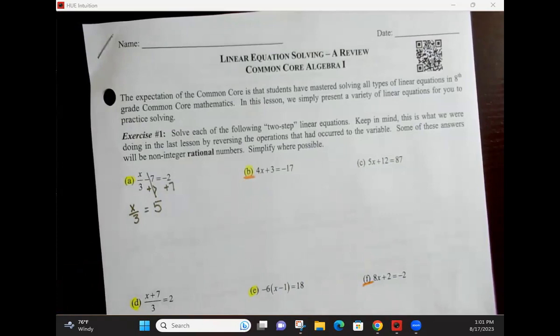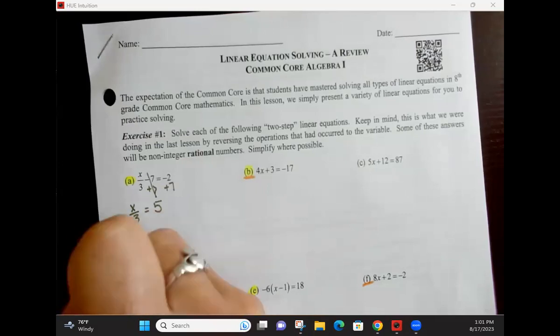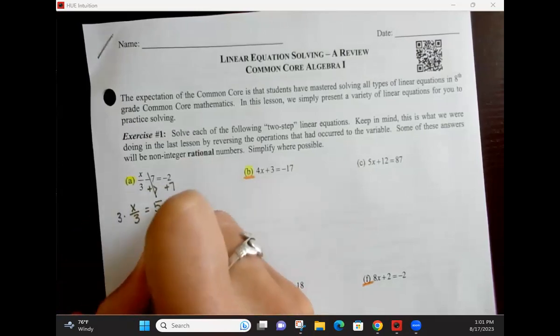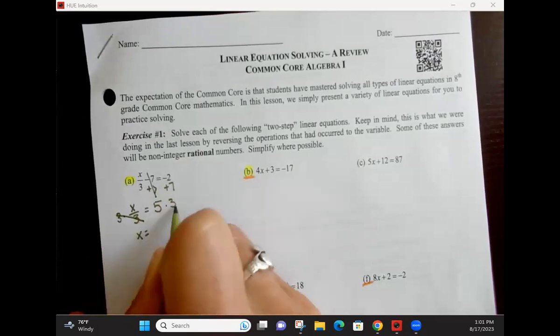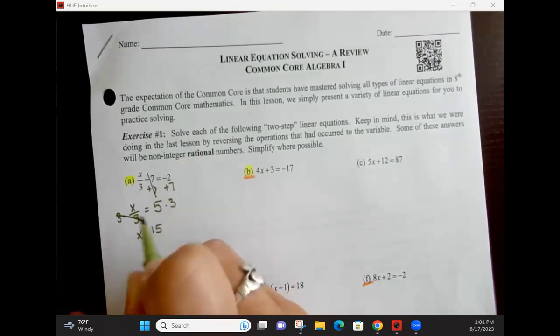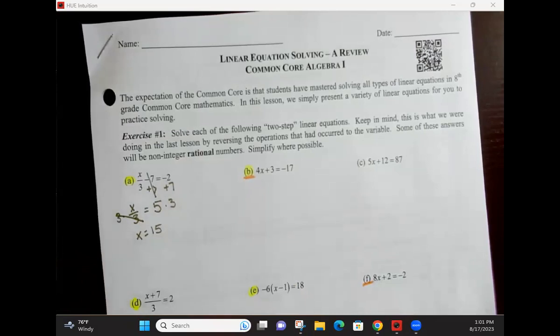Now I'm left with x over 3, x divided by 3. How can I undo division? By multiplying, right? So where I've got x divided by 3, to undo that, I'm going to multiply both sides by 3. So I get x equals 5 times 3 is 15. Again, whatever I do on one side, I have to do to the other. Not too bad? Okay. And that problem had a fraction and everything.